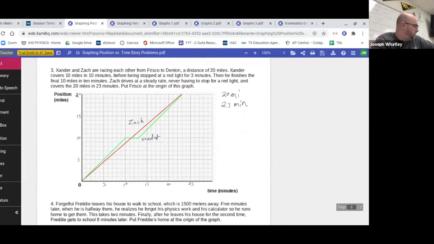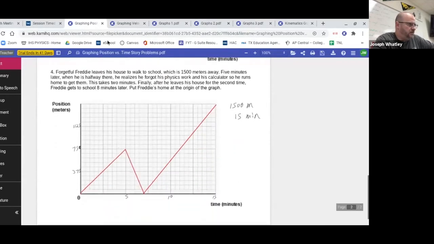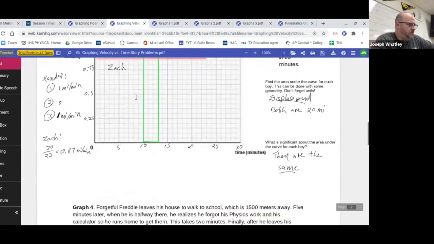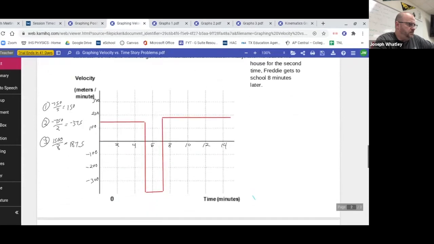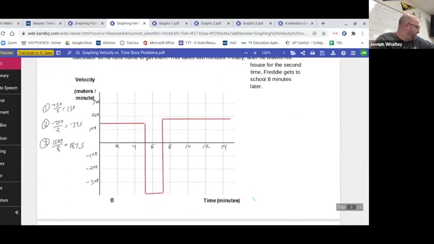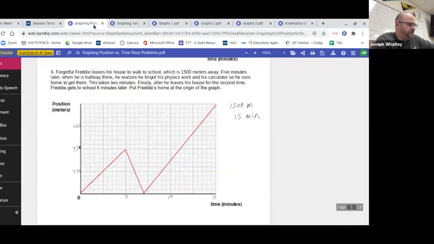Okay. That brings us to graph number 4. What do we have? What is Freddie's average velocity for the entire trip? Okay, so let's go back over to this graph. This one I want to talk about for just a minute more than the others because it asks us 2 questions. What's their average velocity and what's their average speed?